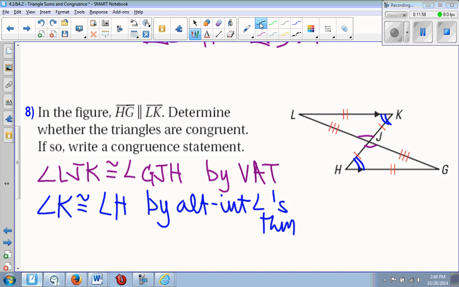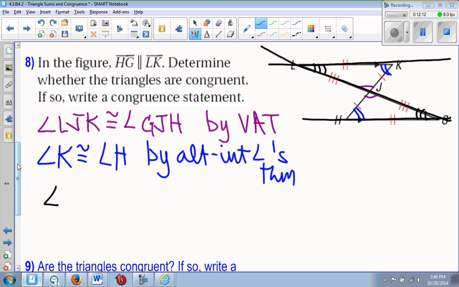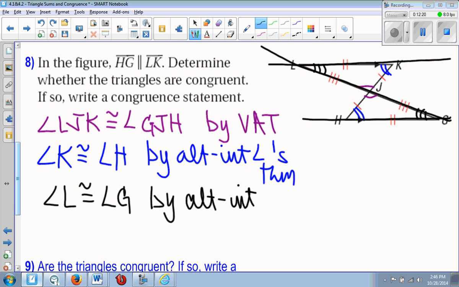The last thing I'm going to point out is again with my parallel lines, but this time I'm going to draw a different transversal. And from what I just drew in black, you can see, hopefully, that angle L and angle G are also alternate interior angles. So we can say angle L is congruent to angle G by the exact same reason as above, so alternate interior angles theorem. So what we've been able to show is that all 3 pairs of angles are congruent.